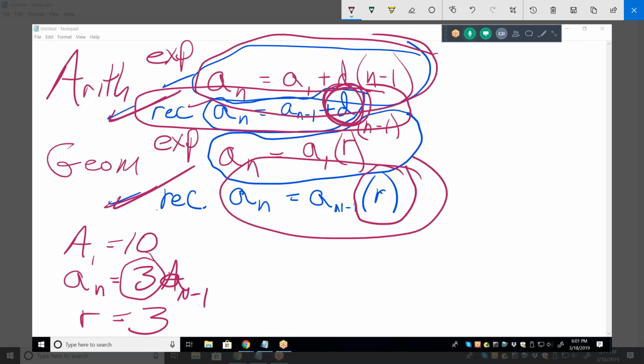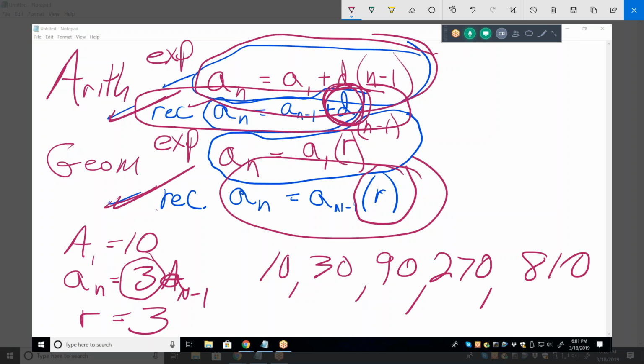And if they want the first 5 terms, same thing. Yeah, they want the first 5. It'd be 10, then 30. This is a geometric ratio. We're multiplying. So 30, and then 90, and then 270, and then 810.